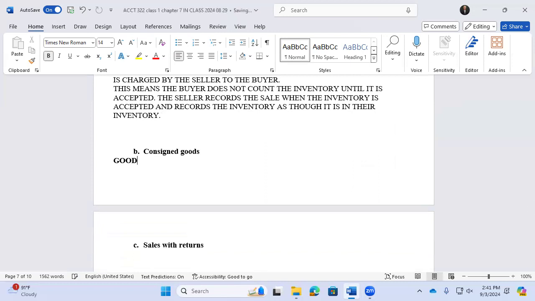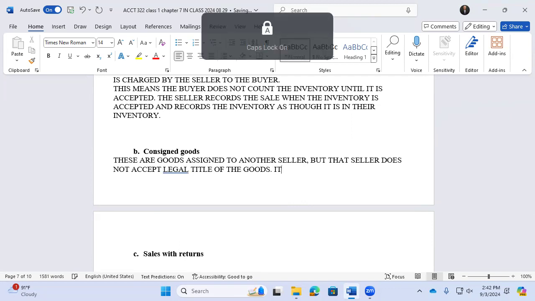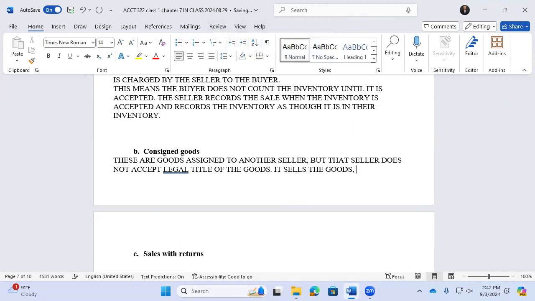Consigned goods. These are goods assigned to another seller. But that seller does not accept legal title of the goods. It sells the goods, takes their fee and remits payment.